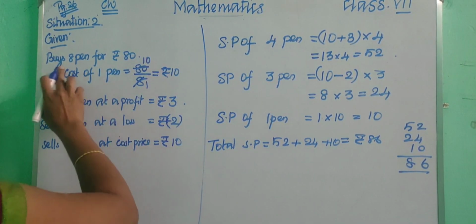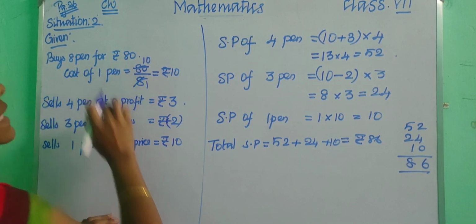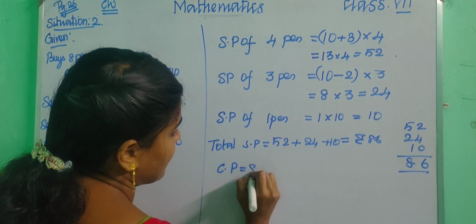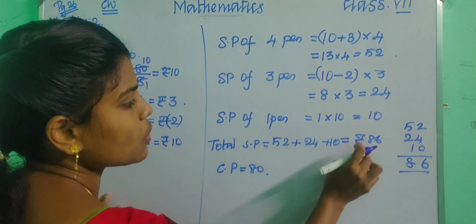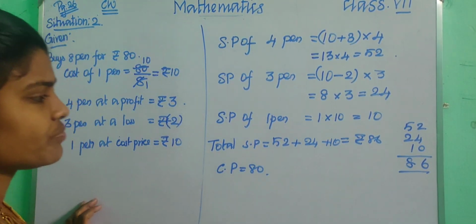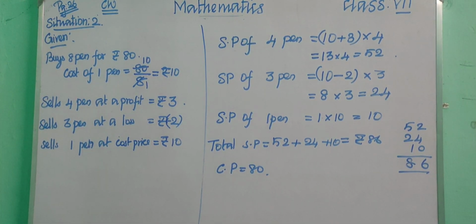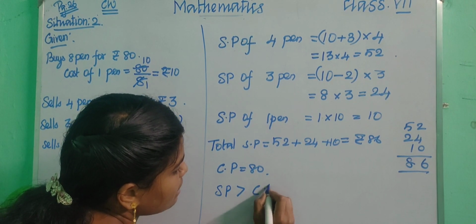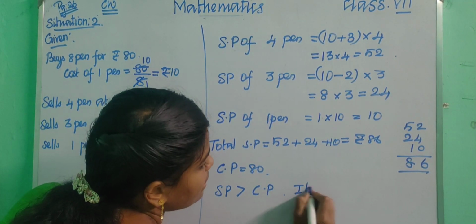What is the cost price? The cost price is rupees 80. CP equal to 80. SP is rupees 86. So which is greater? Selling price is greater. Selling price is greater means what we can write? Selling price is greater than cost price. So it is profit.